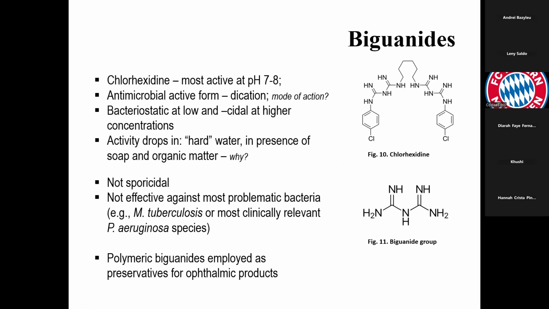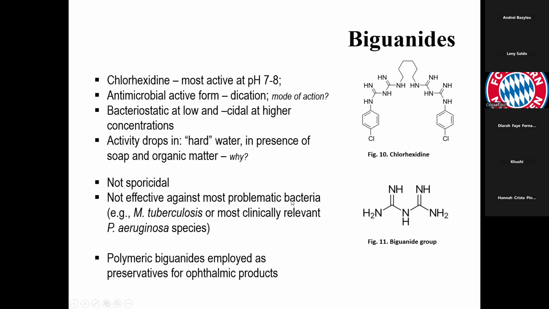Sensitive to pH, you want to be using them in solutions of neutral pH, around 7, maybe slightly basic, and without the presence of any other anions, cations in general. So no hard water, no soap, nothing, no organic matter. Activity can significantly drop because of this mode of action. It's not sporicidal, like I said. It's not necessarily very effective, so it's mostly preservative and antiseptic class. Not effective against problematic bacteria.